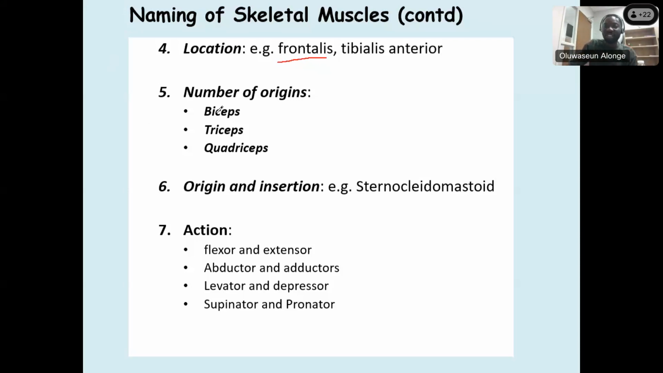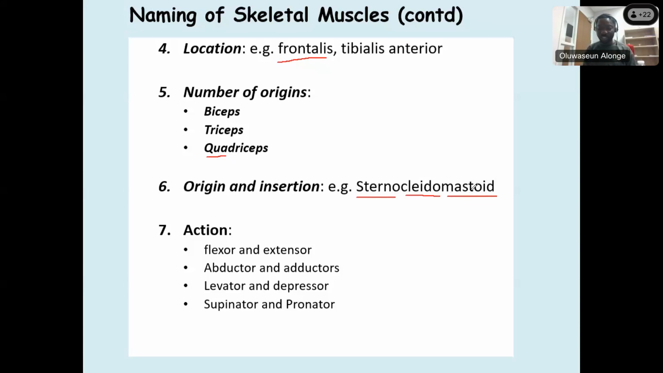Now, number of origins is another way that we name muscles. Like we talk about the biceps brachii. It means it is around the brachium and it has two origins. So it is biceps. The one on the posterior area, still brachii, but it is triceps. It has three origins. Then quadriceps means that they have four origins. We'll talk about the quadriceps, which I'm still going to talk about, are the muscles around the femur as well, the thigh. Origin and insertion. So like now we have sternocleidomastoid. And you know, they talk about this when you get to lab, you're going to see these muscles, sternocleidomastoid.